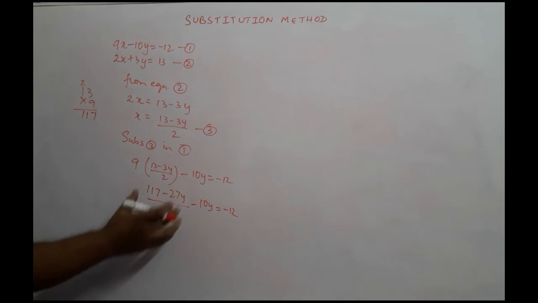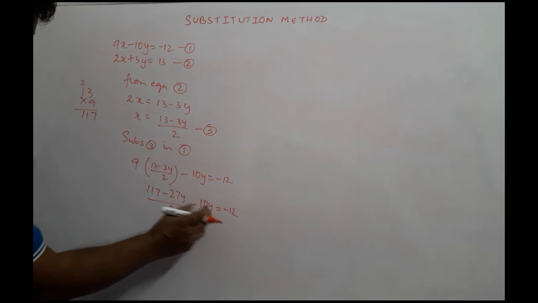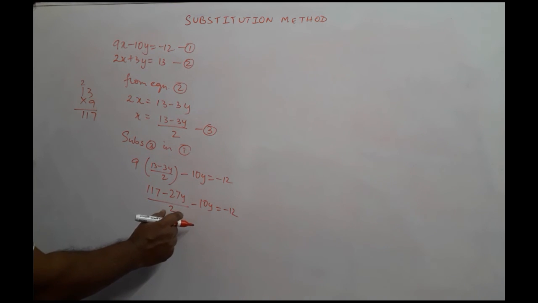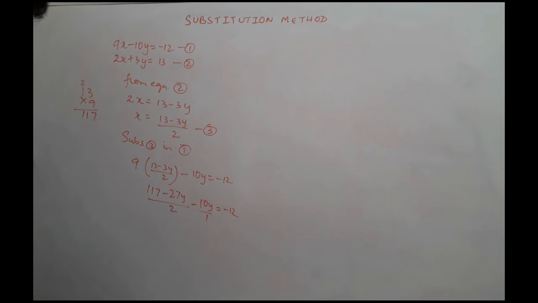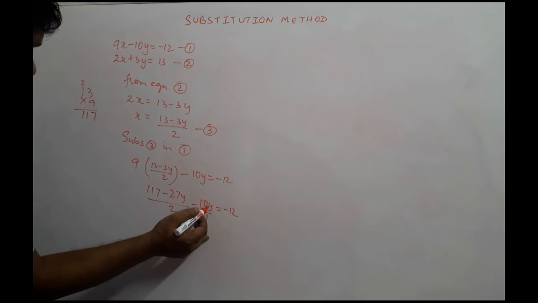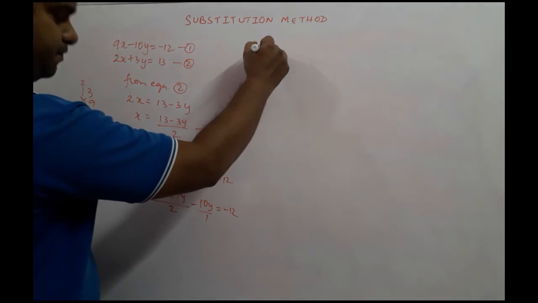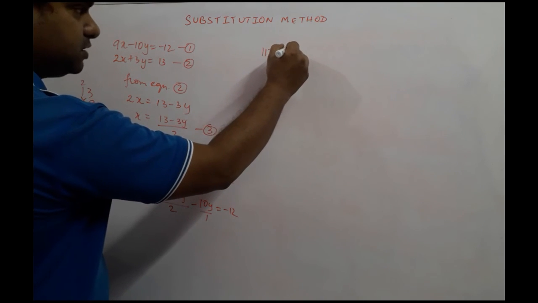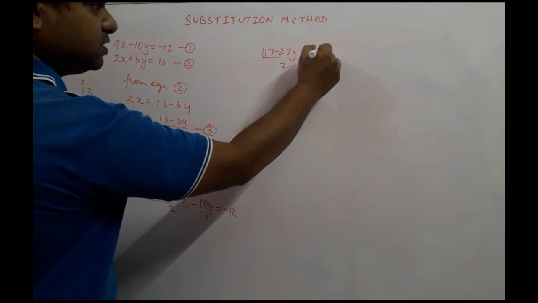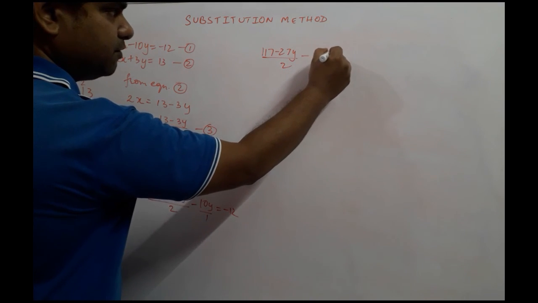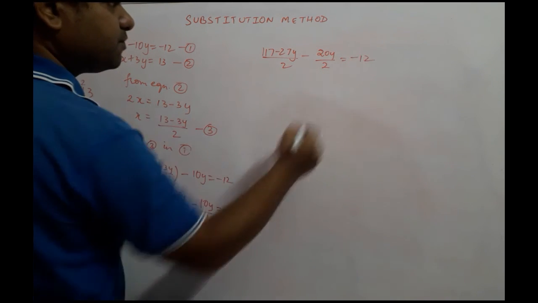Okay. Now if we would like to carry out the subtraction operation over here, we will have to make sure the denominators are the same. Right now the denominator of 10y is 1. So we'll have to multiply the numerator and denominator with 2 so that the denominator becomes the same. So 117 minus 27y upon 2 minus, 2 into 10 will become 20y, 2 into 1 becomes 2, equal to minus 12.